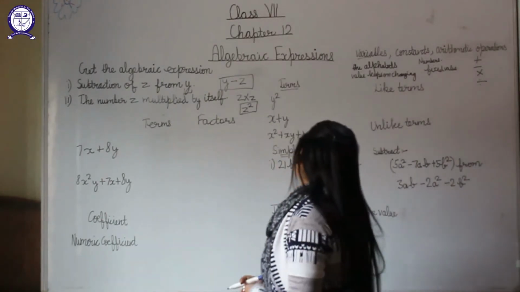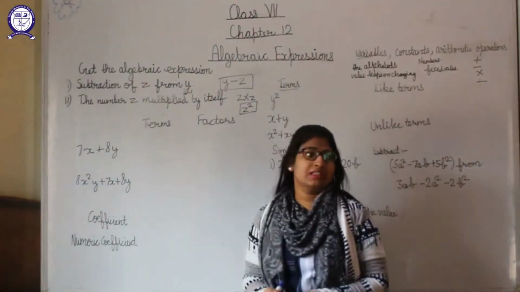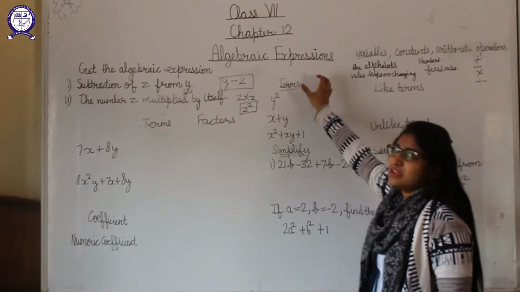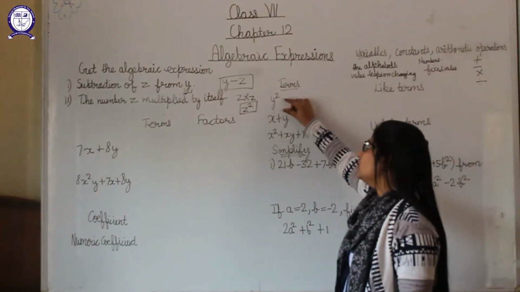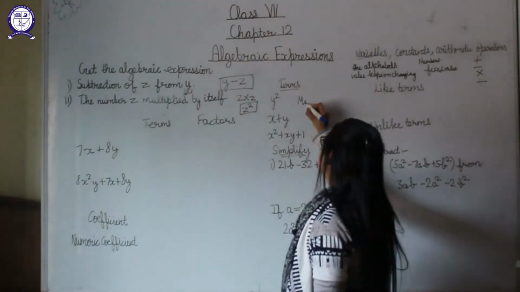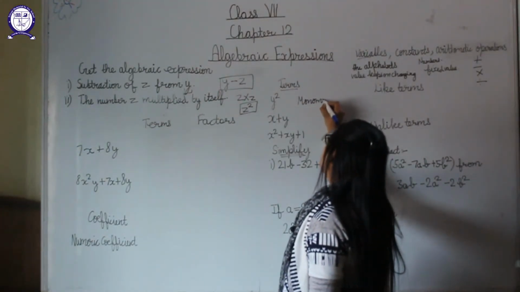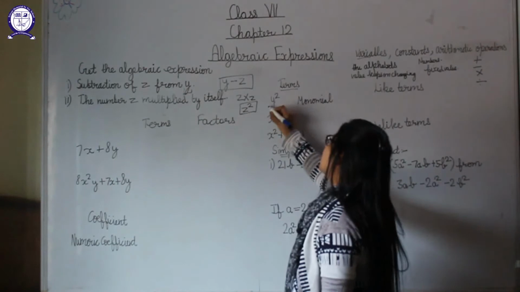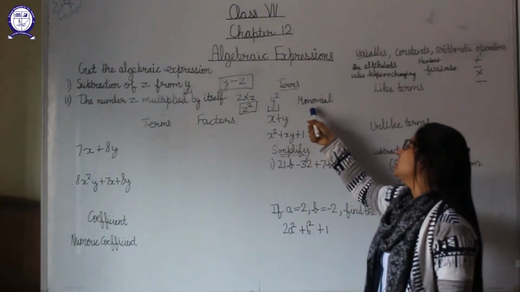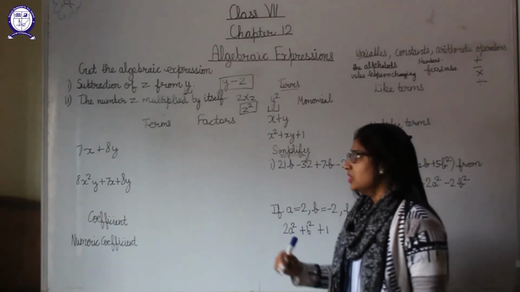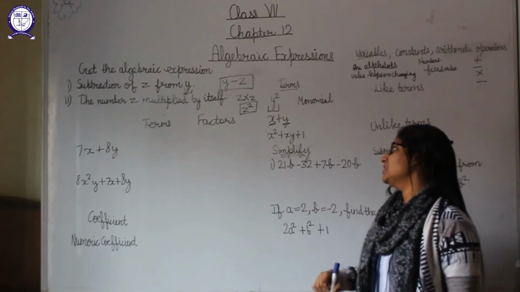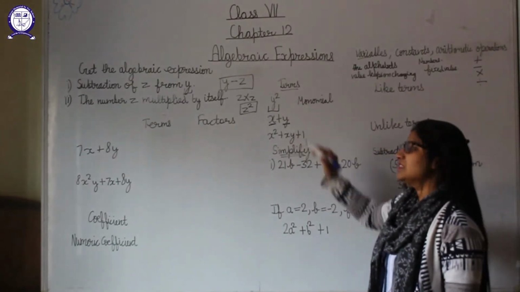Okay, now students, next thing is about the terms, that how many terms can be there in an algebraic expression. Suppose there is only one term, then we can call it a monomial. We can call it a monomial if there is only one term in the algebraic expression. Okay, y square is only one term here, so it can be called a monomial. Now here if we see, one term is this one and the second one is this term. Okay, so these are the two terms.